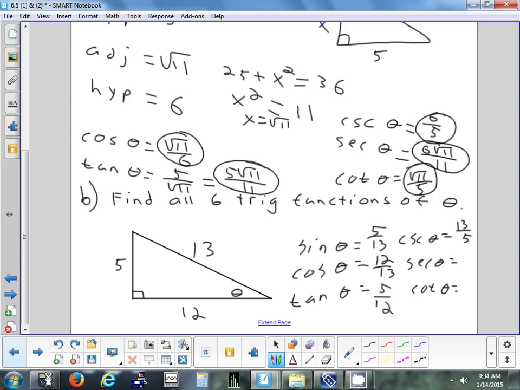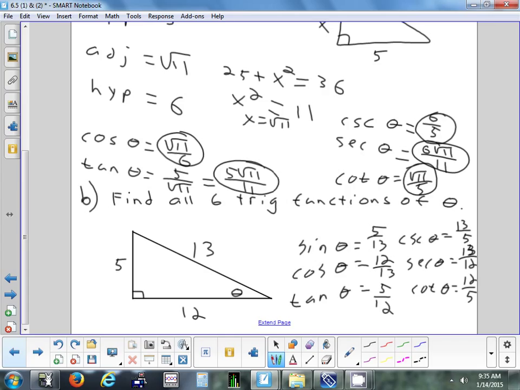In fact, we've already seen that flipping when you type them in on a graphing calculator. There's no cosecant, secant, or cotangent button. You have to flip them to type them in, or use some other identity, like tangent is sine over cosine, or cotangent, cosine over sine. So that's 13 over 12 and 12 over 5.